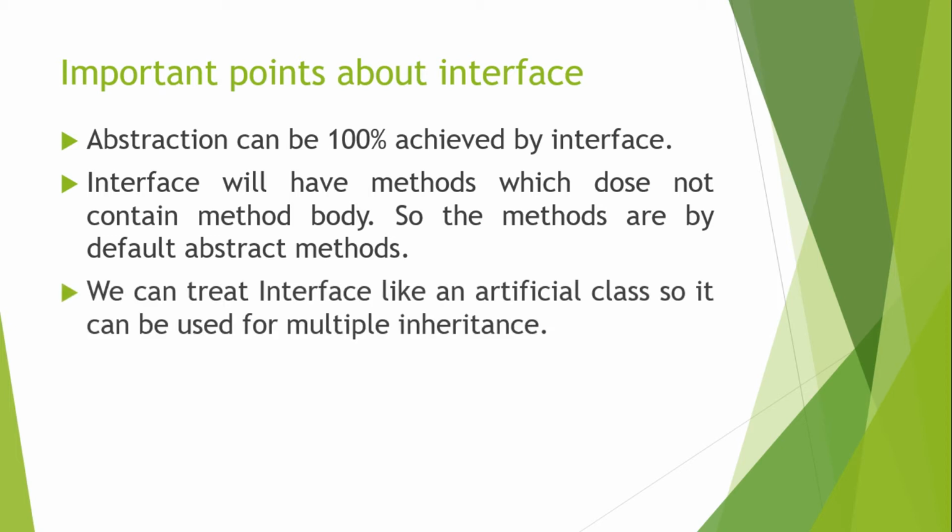Now we can treat interface like an artificial class, so it can be used for multiple inheritance. We have already learned inheritance and we know that Java does not support multiple inheritance. To use that mechanism, we can fool the computer. How? We can use this artificial class. By using this artificial class called interface, we can have multiple inheritance in Java.